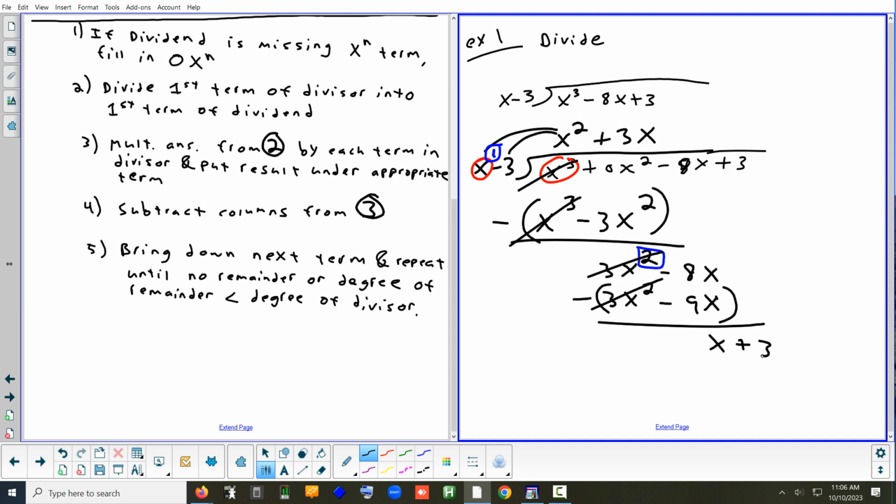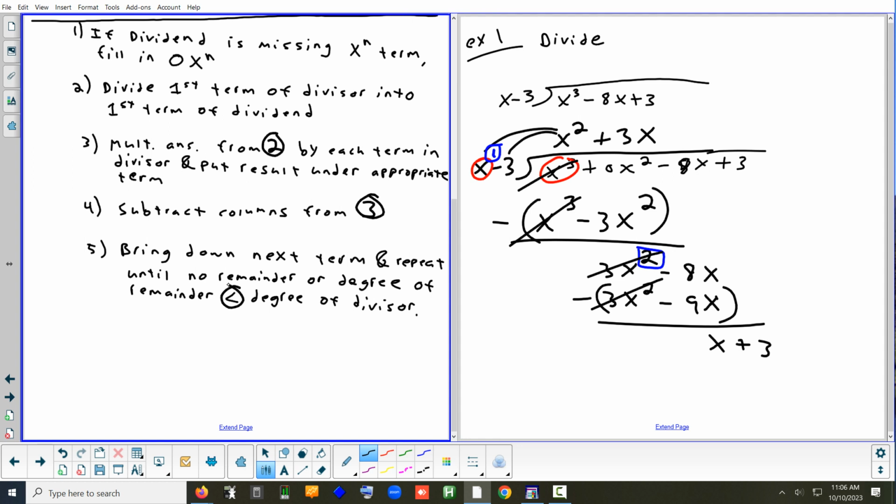The degree on the x now is a 1. The degree on the x on the outside is a 1. We need to keep going till the degree on the inside is smaller. So this is the last step. Negative 9x. Positive 3x times negative 3.